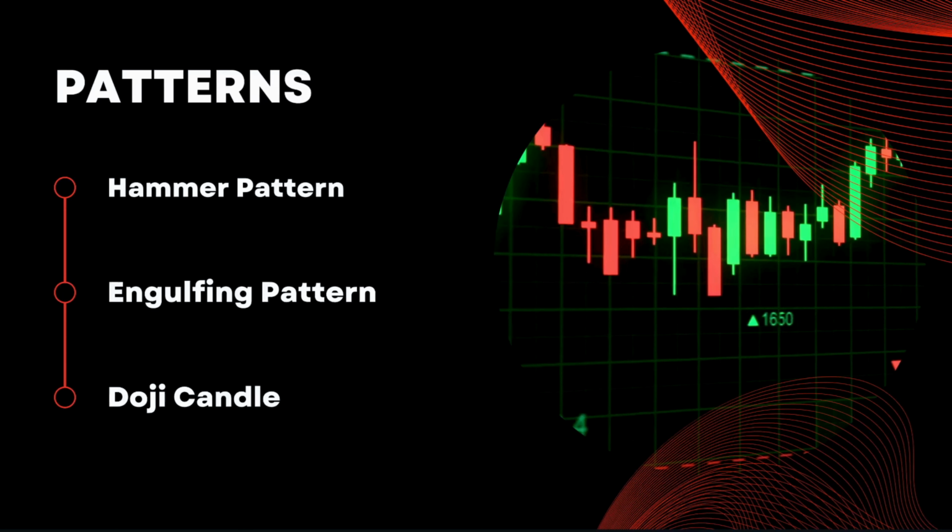So basically there are three patterns you want to start off learning about. There are a lot more patterns to come, but these are the basic ones which I want you to start learning about: the hammer pattern, the engulfing pattern, and the doji candle. I'm going to break it down for you next.